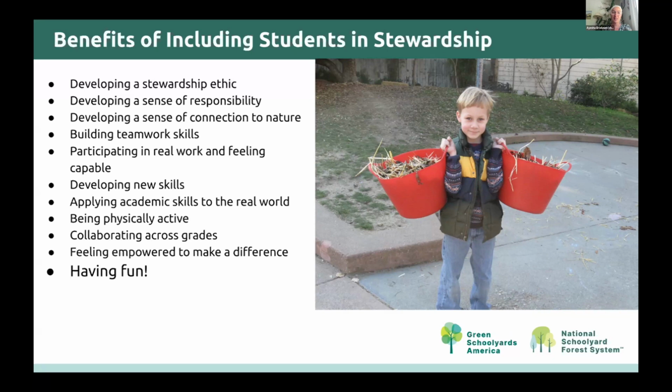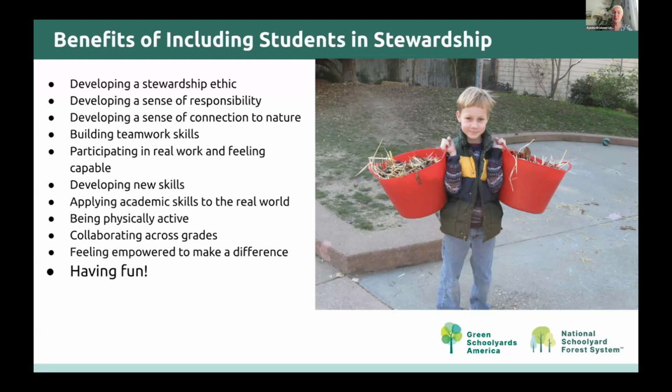their school as well. It helps students develop a sense of connection to nature, which we know has many benefits for mental health, and helps build teamwork skills. They get to participate in what they know is real work and feel capable. They develop new skills that for older students can lead to career pathways. They get to apply academic skills to the real world, and I'll touch on some of those in a few minutes. It's an opportunity to be physically active, to collaborate across grades if these are work days or after school.